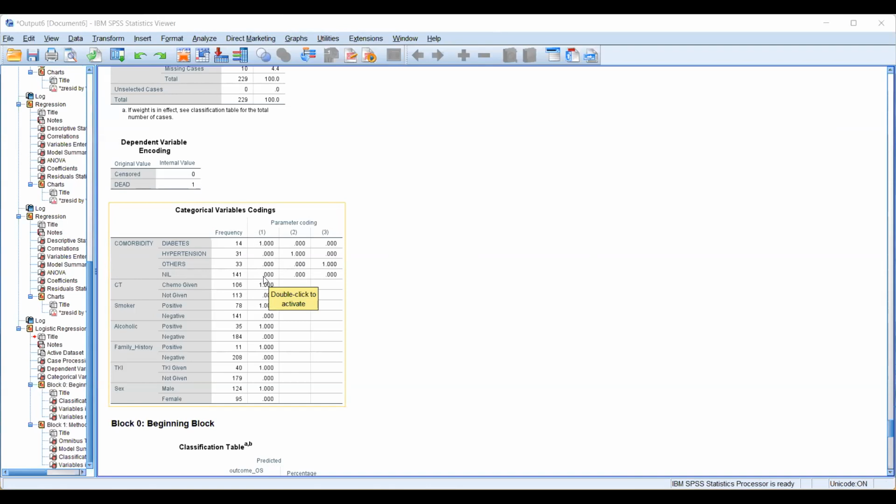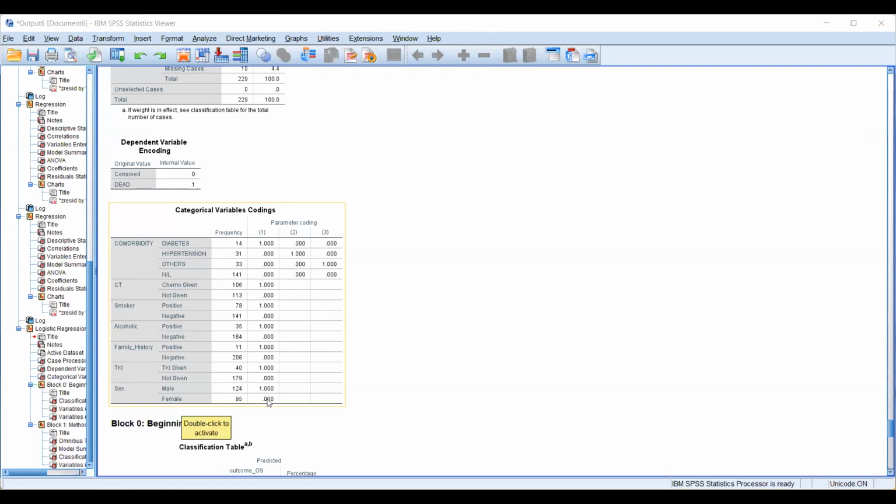Based on those who are not having any comorbidity, what will be the implication for diabetes? What will be the implication of hypertension? What will be the implication if they are having some other kind of morbidity that we want to assess? Okay. So chemotherapy given or not given, smoker or not smoker, alcoholic, family history is there or not, TKI is given or not, then male and female.